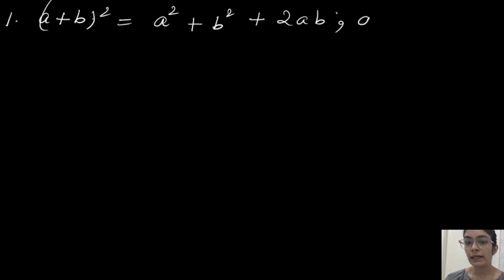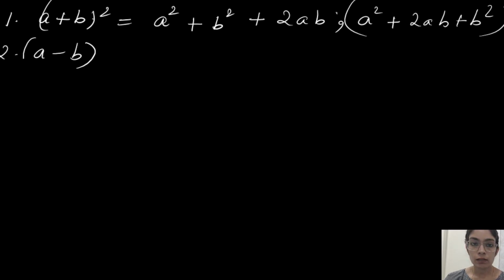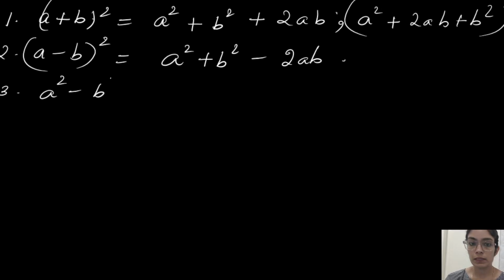So the first one is (a plus b) whole square. (a plus b) whole square is a square plus b square plus 2ab. You can also write it as a square plus 2ab plus b square. Both forms are the same; you will get the same answer. Then (a minus b) whole square is a square plus b square minus 2ab. Then we have a square minus b square, which equals (a plus b) into (a minus b).